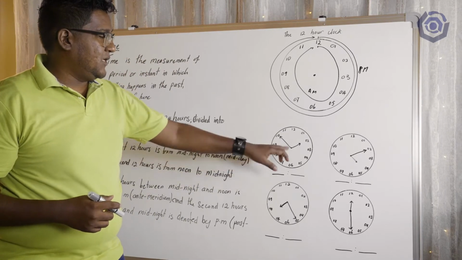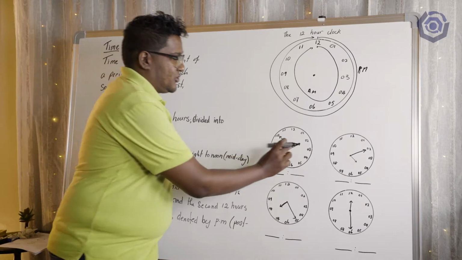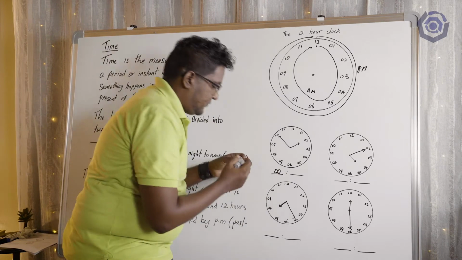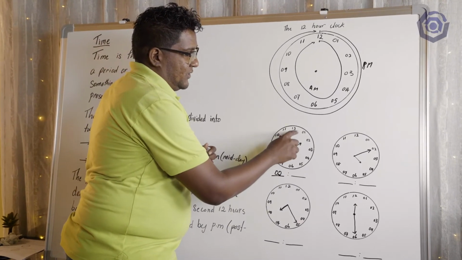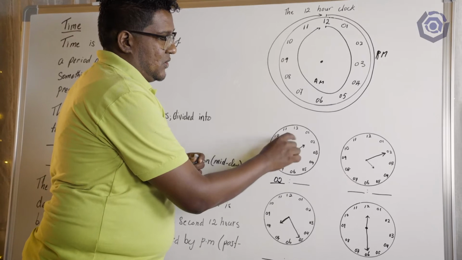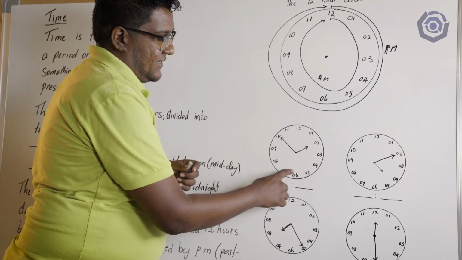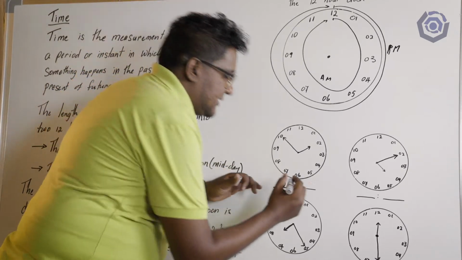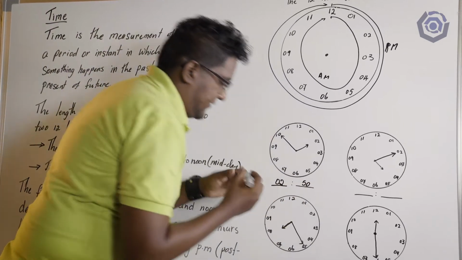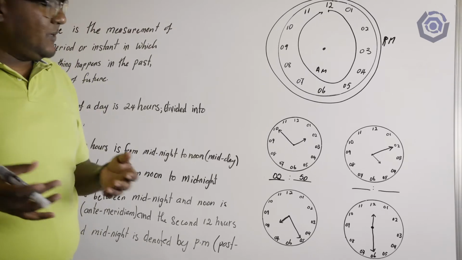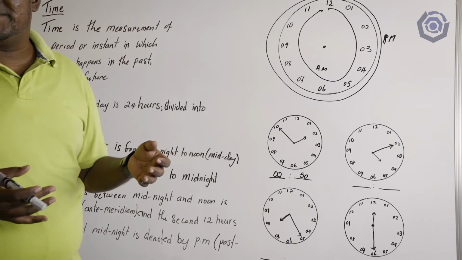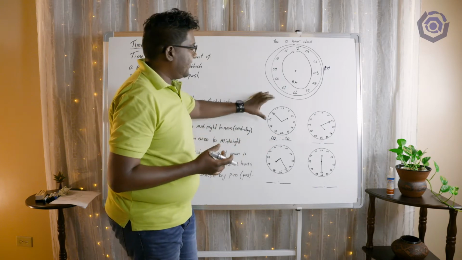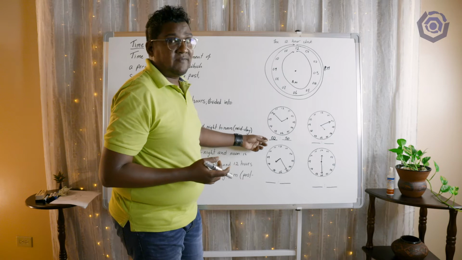So the first thing we do is look for our short hand, and our short hand here is pointing to 2. So the time is going to be 02. And remember, between each one of these numbers is 5. So 5, 10, 15, 20, 25, 30, 35, 40, 45, 50. So it's 02:50, right? Or the local people would say, oh, it's 10 to 3, because 2:50 is 10 minutes to 3 o'clock. But if you're going to write it, it's 02:50.